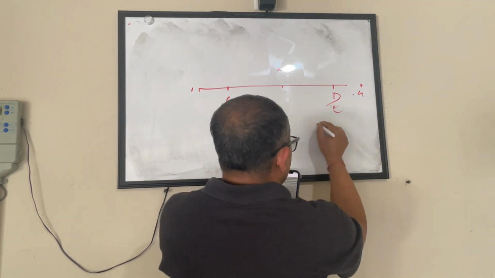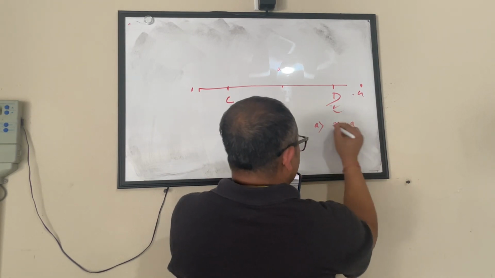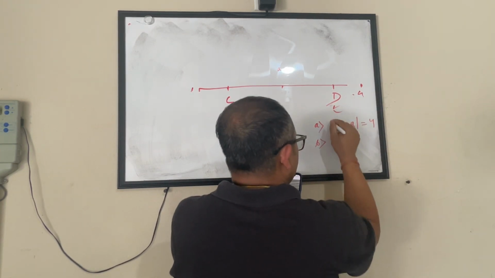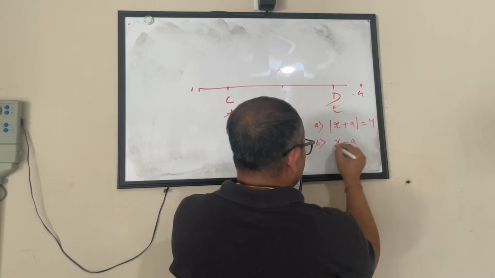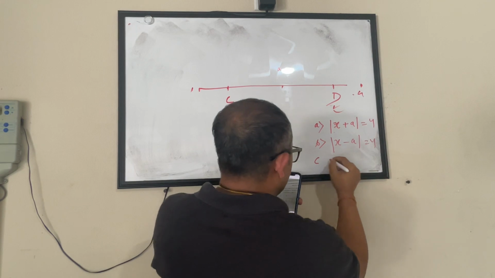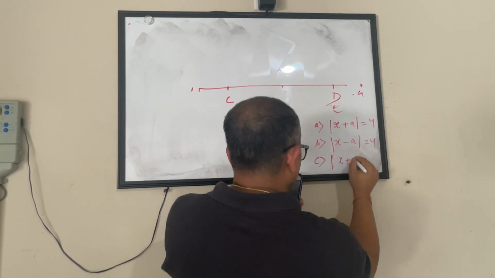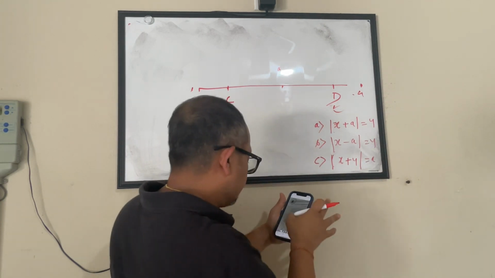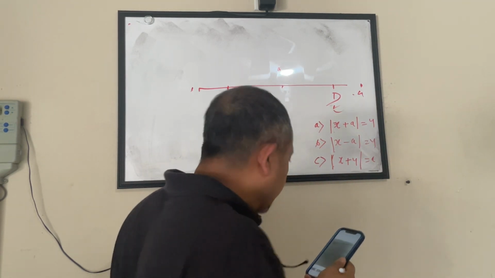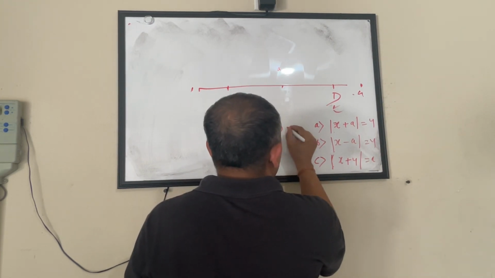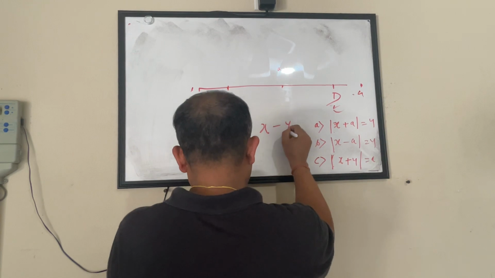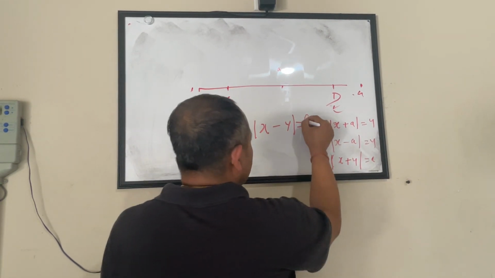It says A is |x + A| equals 4. B is |x - A| equals 4. C is |x + 4| equals 8. And what is D? Okay, there is no D here. D is |x - 4| equals 8.